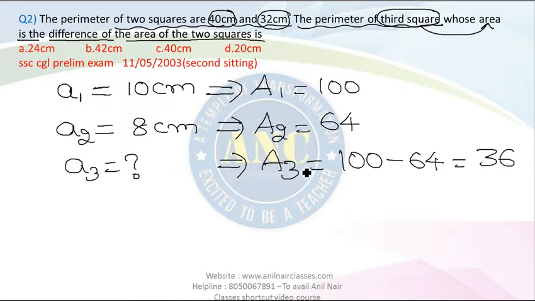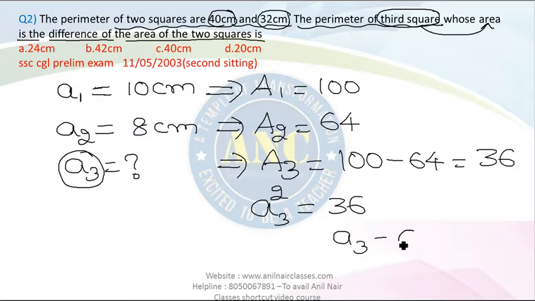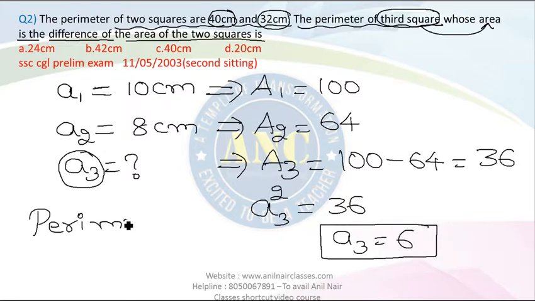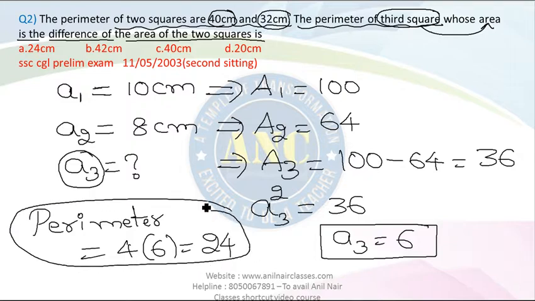Now they are saying that the area is 36. What is the area of a square in general? Area of a square is side squared. The side of the third square I have taken as a3, so a3 squared is 36. So the a3 value will be 6 centimeters. If one side of the square is 6, then the perimeter of the third square is 4 times 6, which is 24 centimeters, which is option A in this question. This also is your original CGL prelims examination question.